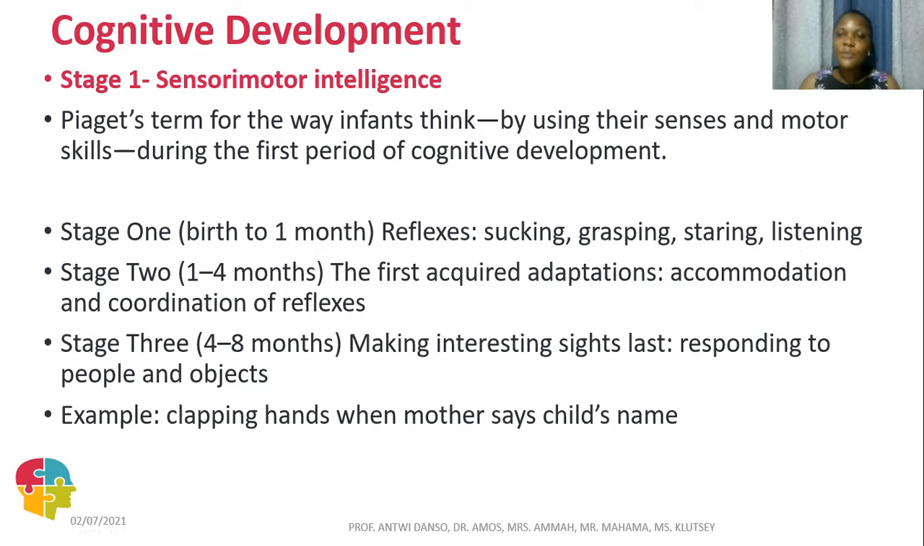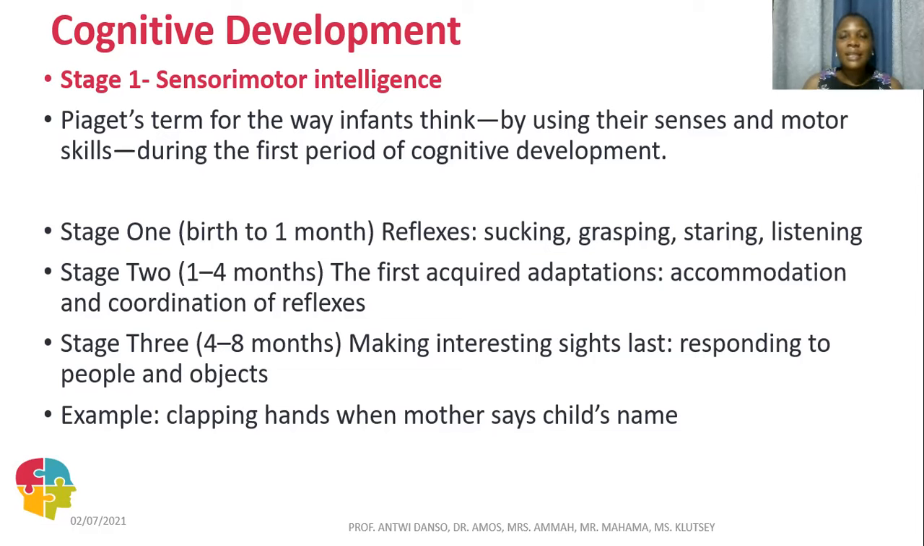How many senses do we have? We have 5 senses. Our sense of sight, our sense of smell, that is olfactory, our sense of hearing, that is auditory, our sense of taste, that is gustatory, and our sense of feeling, that is tactile. So under the sensory motor stage, there are some sub-stages, about 6 of them.